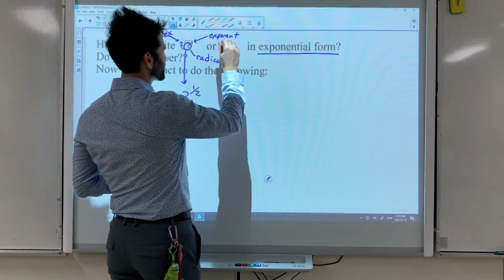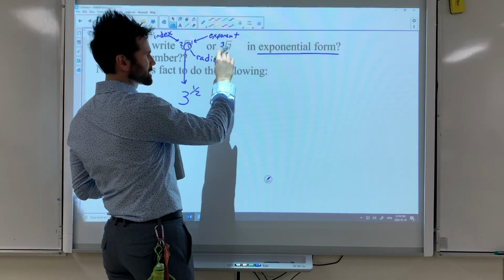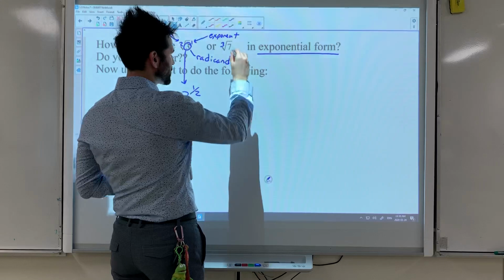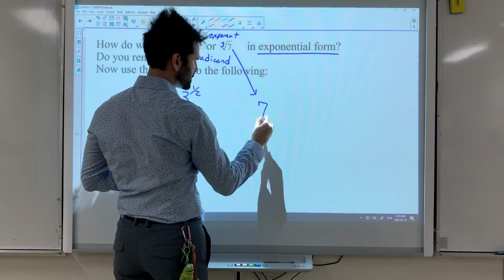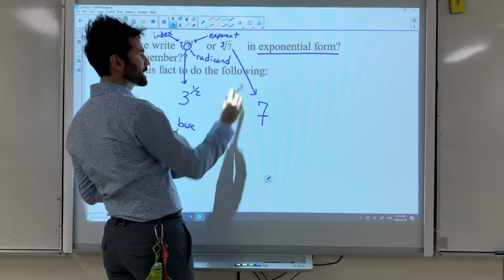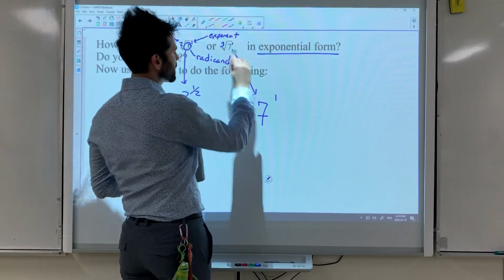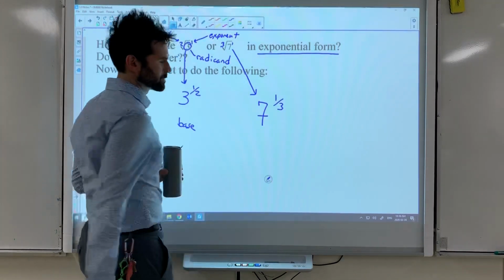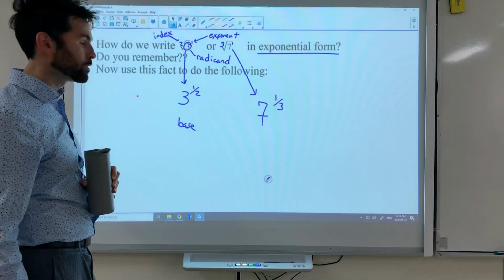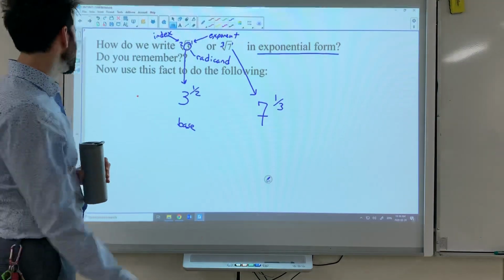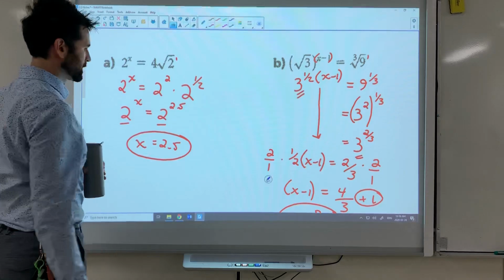Now here we've got the cubic root, so the index is 3, cubic root of 7. For this one, I'm going to write the base, which is 7, the radicand. There's nothing here, so it's a 1. So I put a 1 in the numerator, and the index is 3, so that's the denominator, and you have 7 to the power of 1/3. So now we can solve questions that look like this.